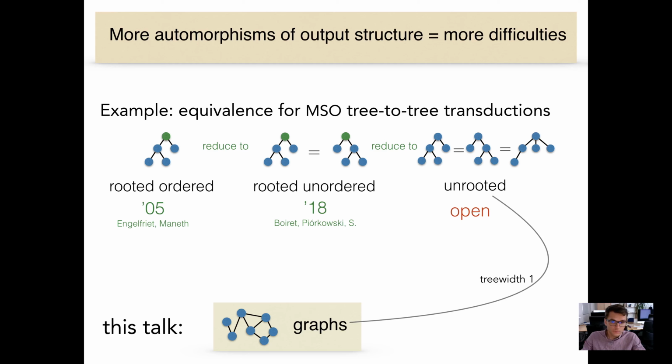So, unrooted trees are a special case of graphs. This is a case where the tree width equals 1, and we will not define tree width, but this notion will play a role in the slide after the next slide.